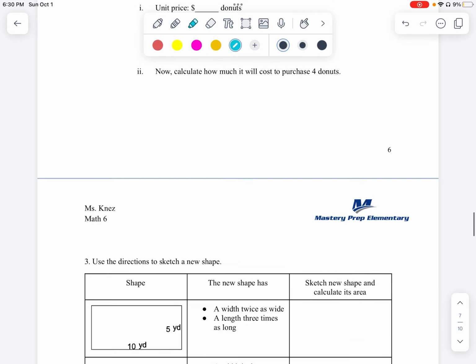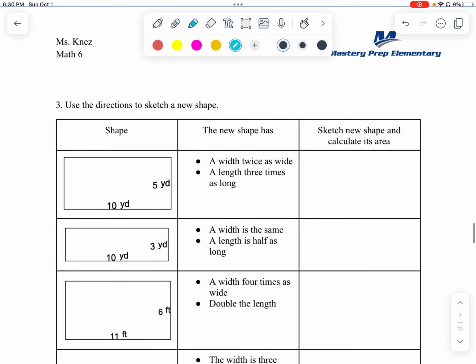Let's take a look at 3. In question 3, you have the same shapes as you did on Monday night's homework, but we're going to use the directions to sketch a new shape. For example, in row 1, we've got a rectangle with a width of 10 yards and a length of 5 yards.